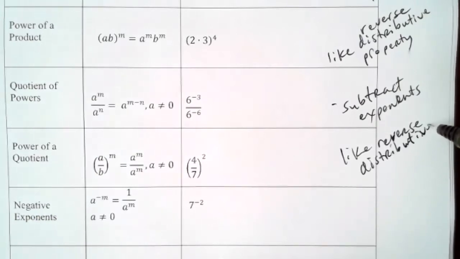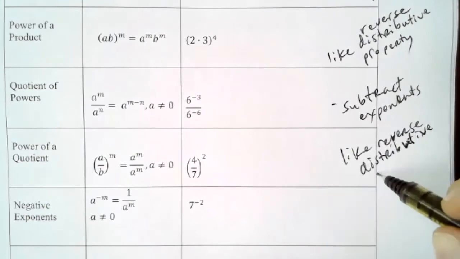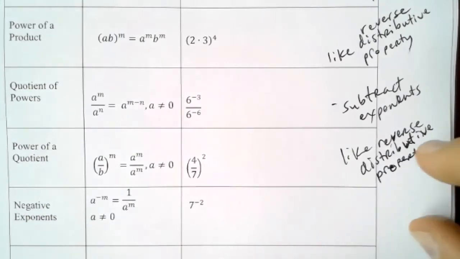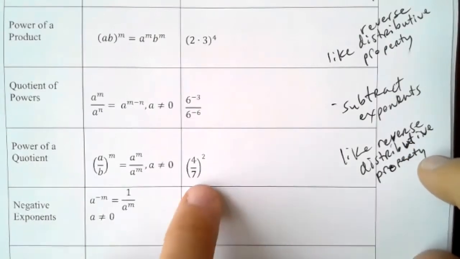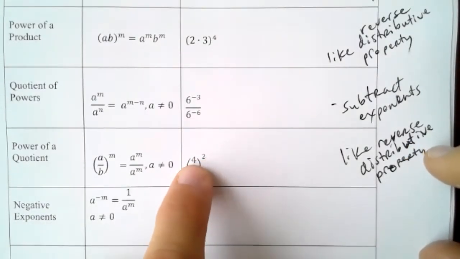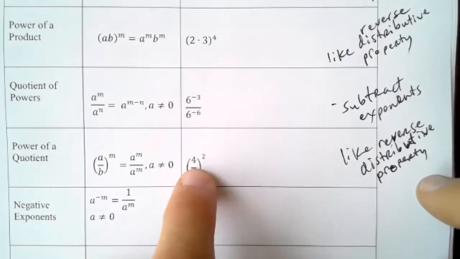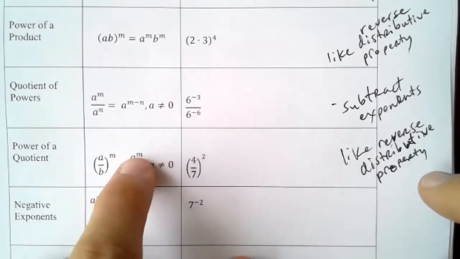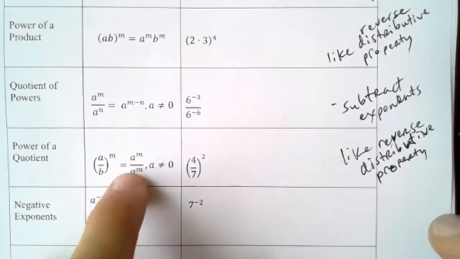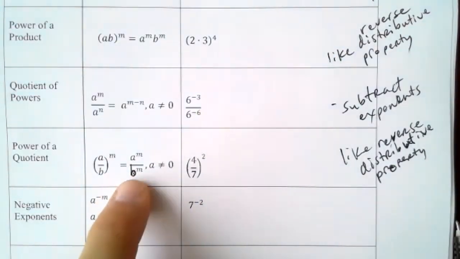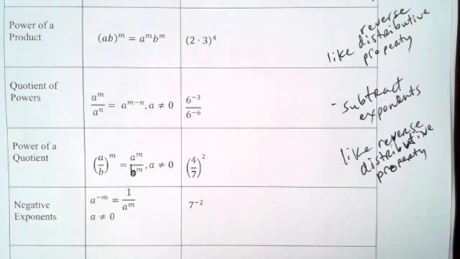There's a lot of rules with exponents. It's not easy to remember them all, but once you've practiced it enough, you get it. If you wrote this out, this would be 4 squared divided by 7 squared. So it'd be like A^m over B^m. Actually, this rule is wrong. It's supposed to be A^m over B^m. They made a mistake there.